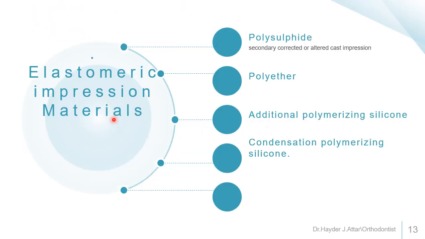The elastomeric impression materials are also mostly used in the primary impression, such as polyether, addition polymerized silicone, and condensation polymerized silicone, while polysulfide is mostly used as a secondary corrective impression, in the altered cast impression or in the dowel impression technique.